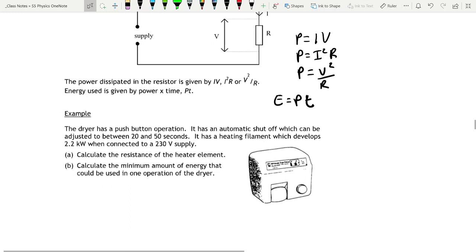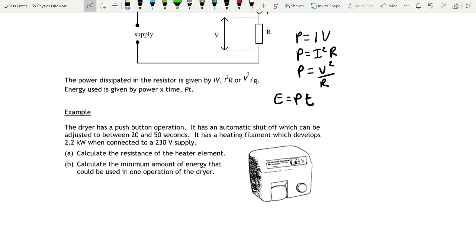So for example, the dryer has a push button operation. It has an automatic shut off which can be adjusted to between 20 and 50 seconds. It has a heating filament which develops 2.2 kilowatts when connected to a 230 volt supply. A, calculate the resistance of the heater element. So what have we been given?